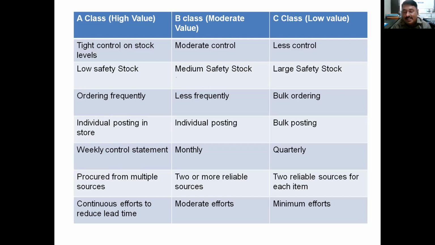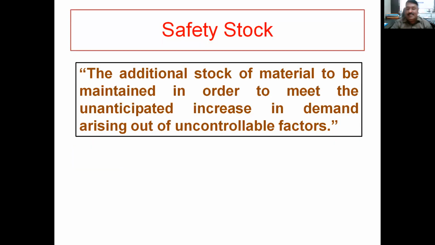For A class, for example, engine and some castings are required. So every time we reduce the lead time, from when we give the order, what is the time required by the vendor, how he can deliver early so that lead time can be reduced. So continuous efforts are required. B class moderate efforts. C class minimum efforts, as long as we are getting the order in time. So this is about A, B, C analysis.